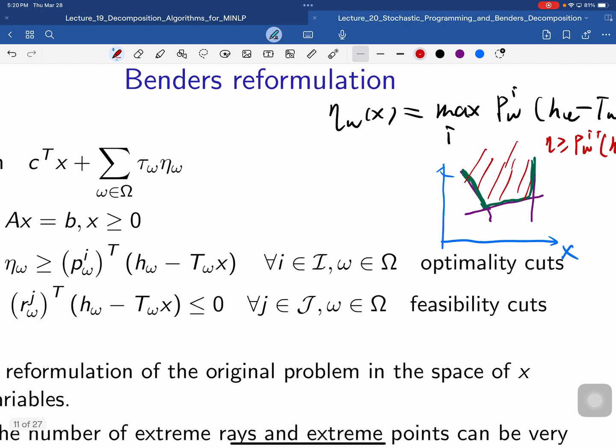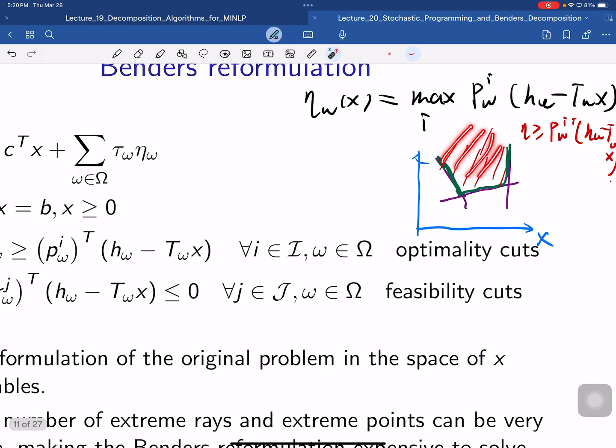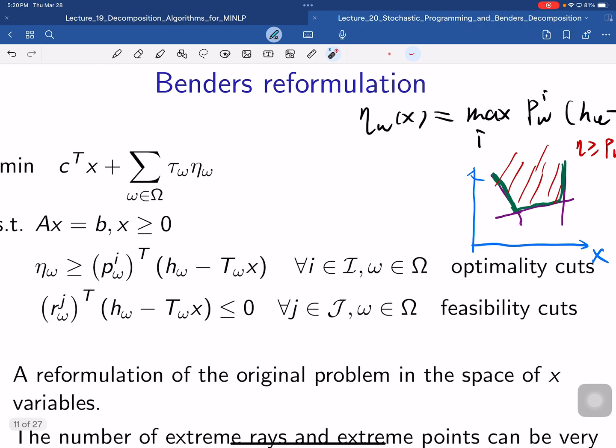Okay, so this is not equivalent to the max function, right? Remember, the max function is the green function here. It's just representing this line here. But if you are doing eta greater than or equal to all the linear pieces, it's this whole red region here. But why is this an exact formulation? The reason is because we are minimizing over eta here, right? So if you are minimizing over eta, the optimal solution will always be on this green line here, not above the green line. So that's why this is a valid reformulation.